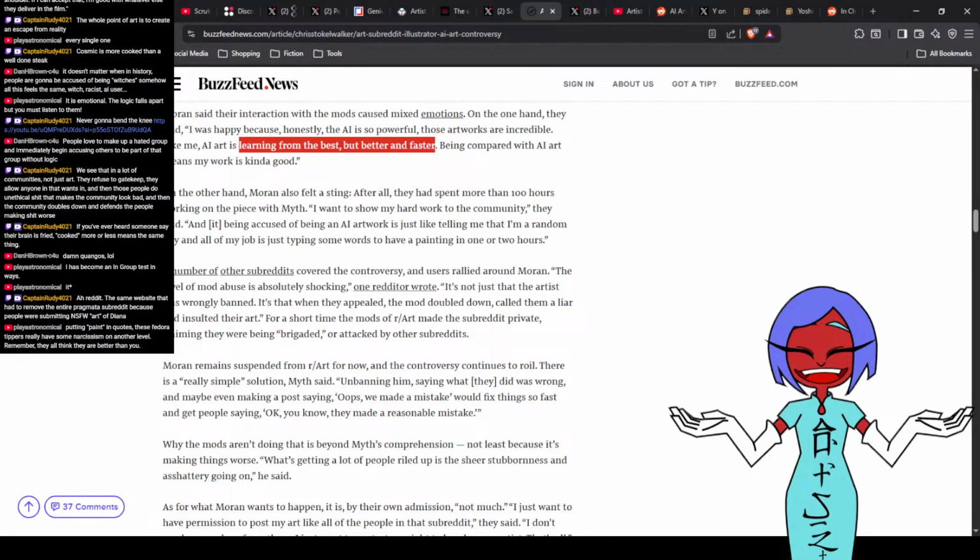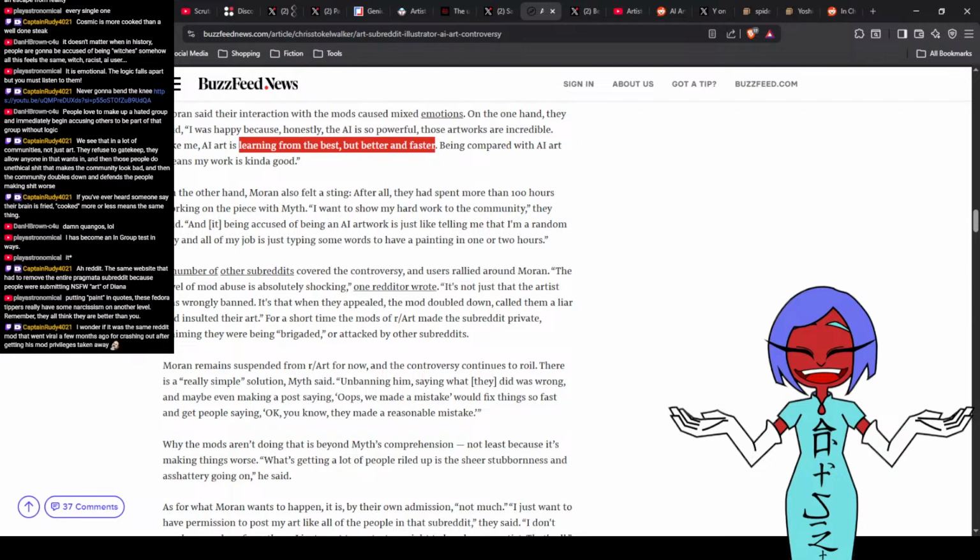Play Astronomical says, "putting paint in quotes, these Fedora tippers really have some narcissism on another level. Remember, they all think they are better than you." Oh yeah, no, I am aware. I've had to deal with Reddit before. I had instances on Reddit where I had a real technical question. I was like, look, here's the question I have. And then I made an error in the question, and there's no grace that a lot of these people have, right?